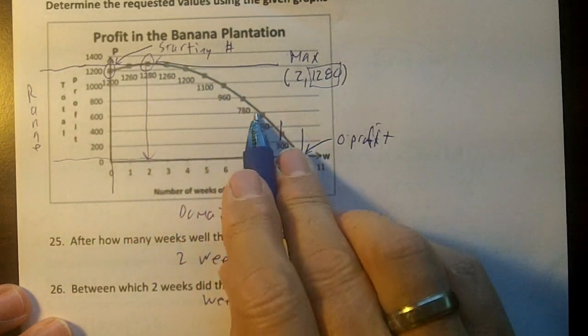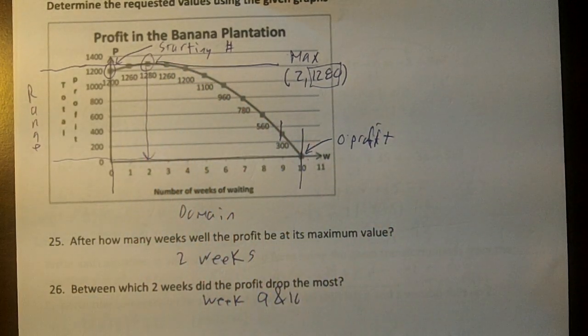The further you get away from the max, the steeper the curve's going to get. That's what happens with the parabola.